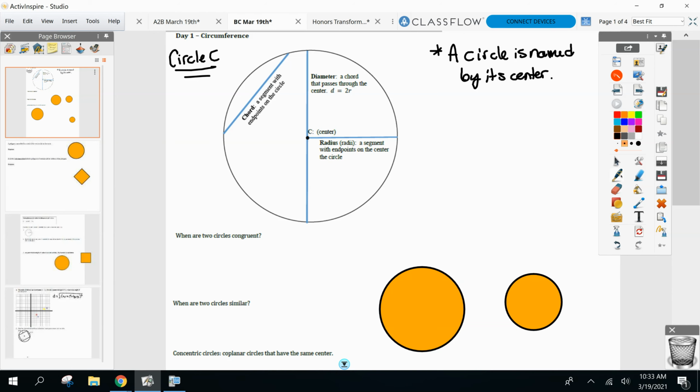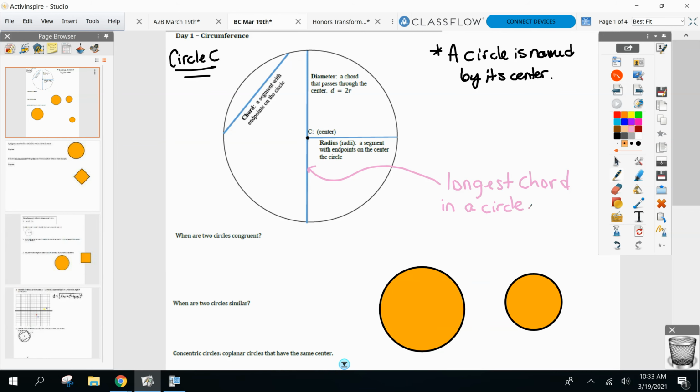In fact, here you go, a little fact to impress your friends with later. The diameter is the longest chord in the circle. You will not find a longer chord than the diameter. All right, questions?